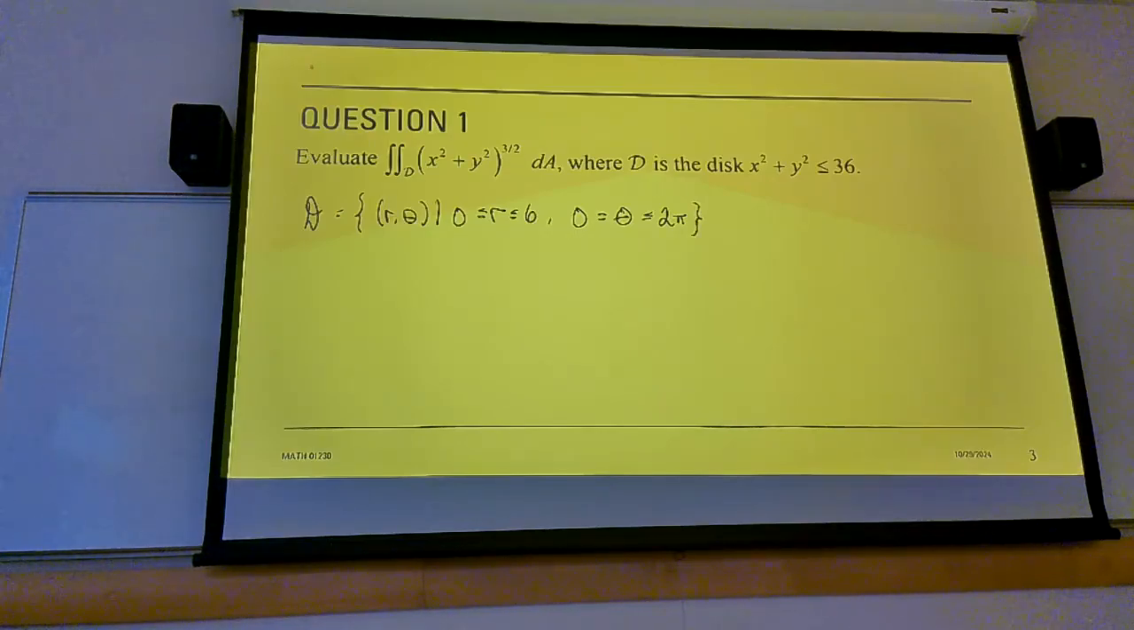Technically, that is not how we describe D, but in terms of the actual calculation, it doesn't make a difference. Technically speaking, that 2 pi is not included, because then you have the same point twice. So theta is less than 2 pi, but in terms of the actual integration, it doesn't matter whether you write less than or less than or equal to. So I'm going to stick with less than or equal to. Just keep in mind that mathematically it's not.